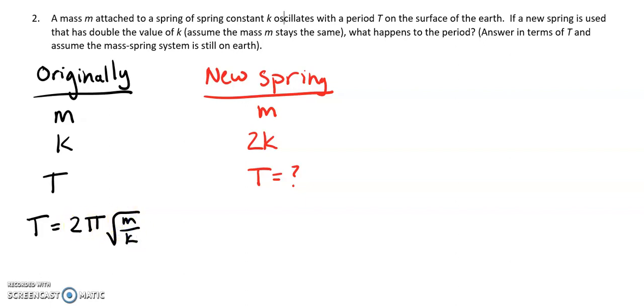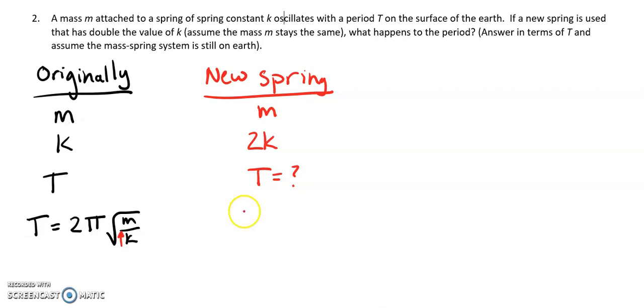Cool. So now let's look at this new spring. So what's happening? Okay, K, we are doubling. So if we're increasing K right here, what's going to happen to period? Oh, definitely, period's going to decrease by some factor. So this is a good way to just guess and eliminate your answer if it's a multiple choice type problem. But we'll go ahead and go through the math anyway to get an exact answer.